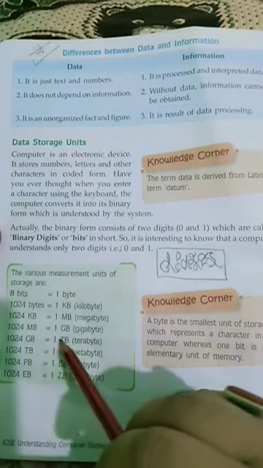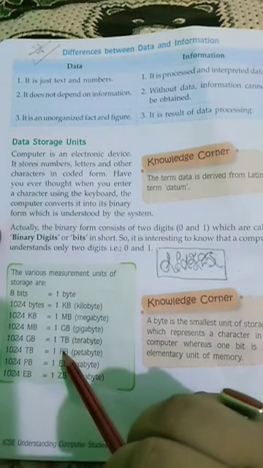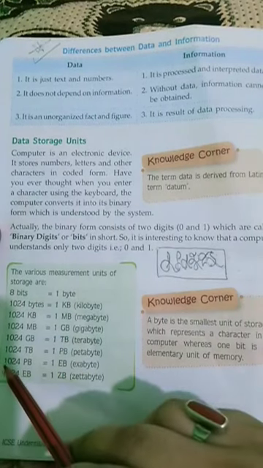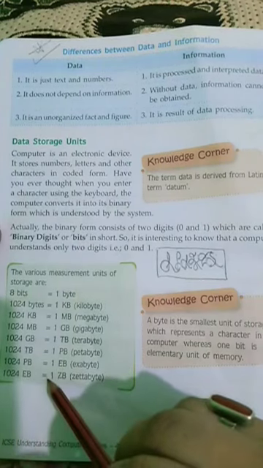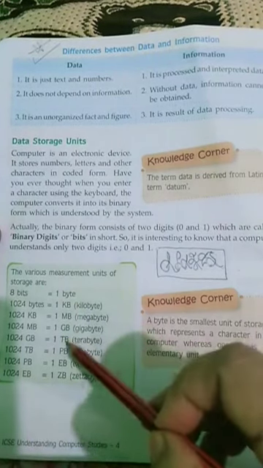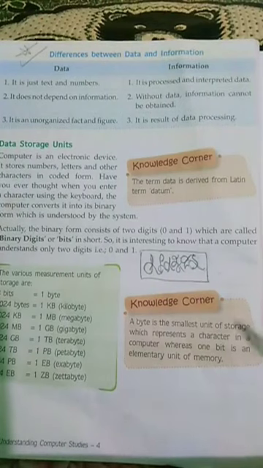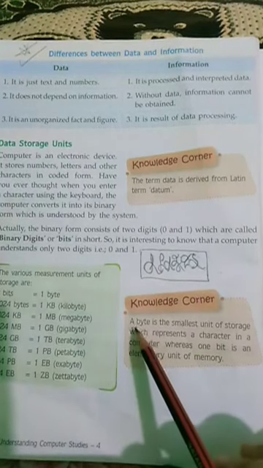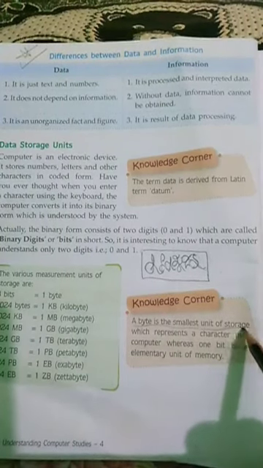1024 gigabytes is equal to 1 terabyte. 1024 terabytes is equal to 1 petabyte. 1024 petabytes is equal to 1 exabyte. 1024 exabytes is equal to 1 zettabyte. Here are given the full forms of these measuring units. Now children, one more important thing that you have to learn is that a byte is the smallest unit of storage.